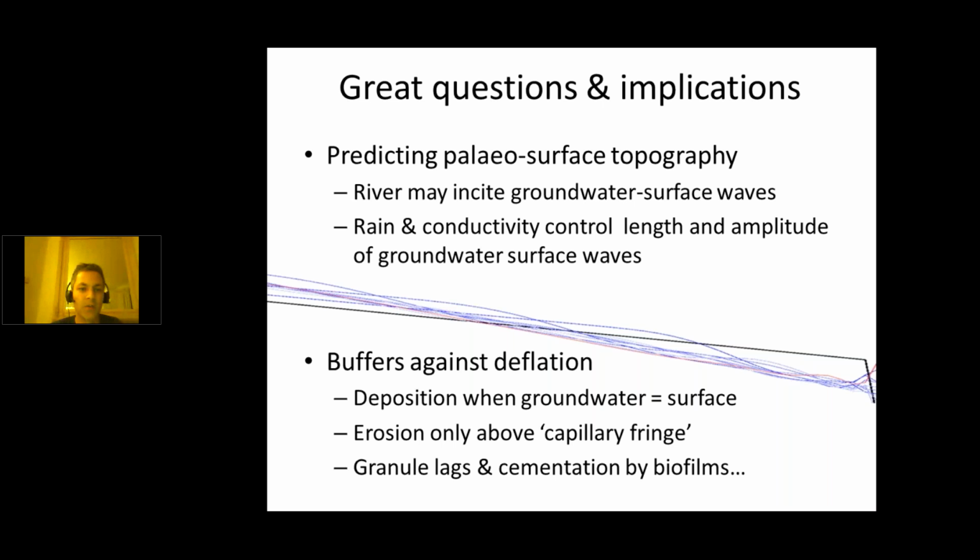There is, of course, a buffer against deflation because we have a capillary fringe, and the deposition can take place when the groundwater reaches the surface. And then we've got, in addition to that, granule lags and obviously the cementation by biofilms.